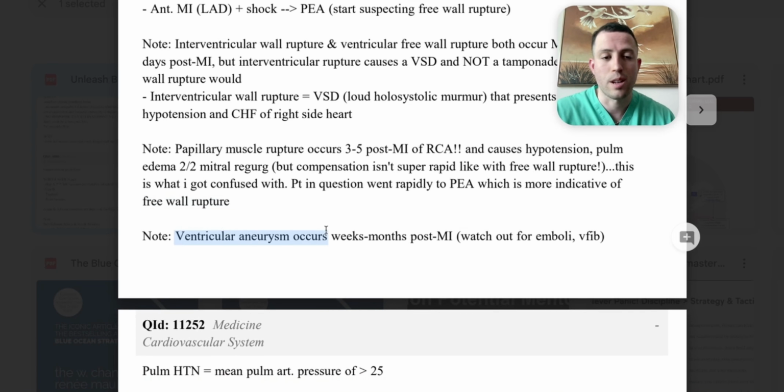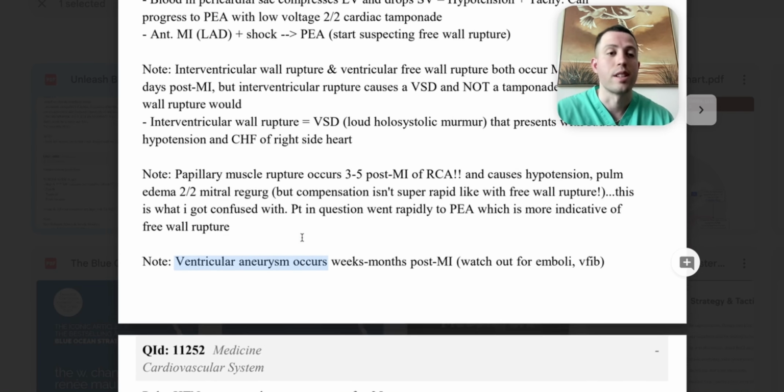If you see the term ventricular aneurysm, this is nowhere near as bad as a free wall rupture, but it is still concerning. This is going to be weeks to months after a heart attack. Basically think of the walls of the heart just getting stretched out because they're weaker where the infarcted cells are. This ventricular aneurysm causes turbulent flow, and you can build up clots in there that can shoot elsewhere into your body.